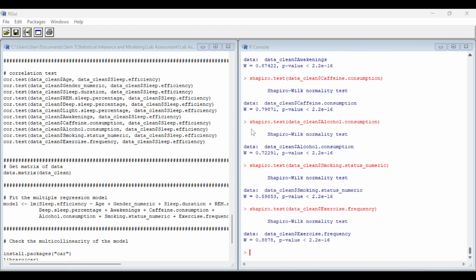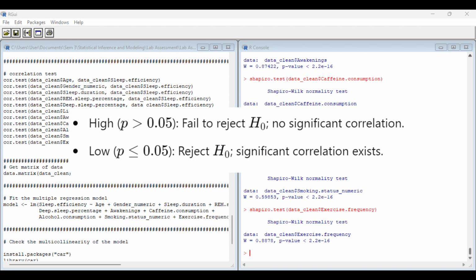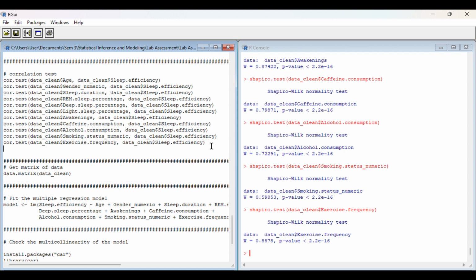A correlation analysis was performed to evaluate the relationship between various factors and sleep efficiency by using the cor.test function. The significance of each correlation was determined by comparing its p-value against a threshold of 0.05. If the p-value was greater than 0.05, the null hypothesis was not rejected, implying no significant relationship between the variables. Conversely, if the p-value was less than 0.05, the null hypothesis was rejected, indicating a significant correlation. Now we run the code and observe some examples.